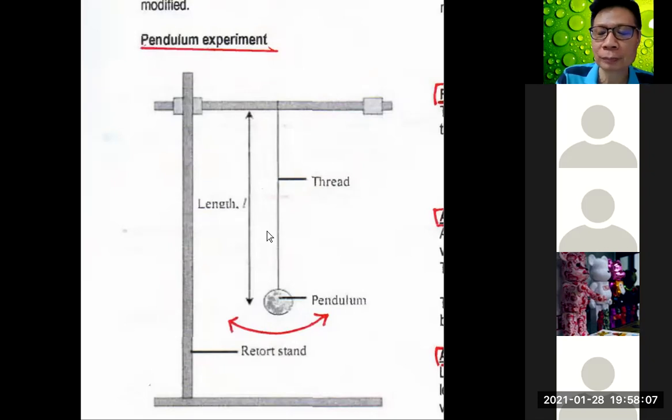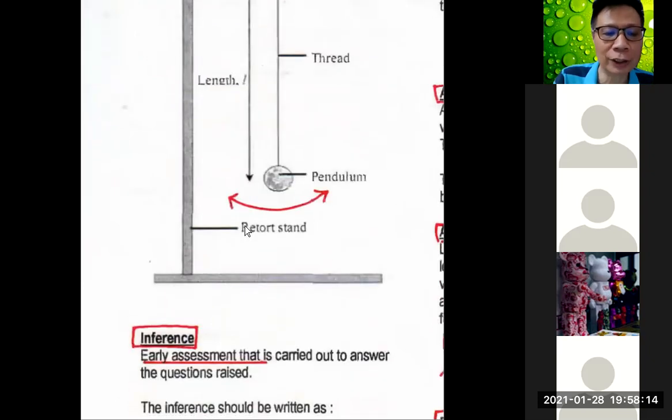Okay, now we go through your experiment report. What are you supposed to write first? Okay, first is inference. You need to write inference. Remember, all experiments start with inference. What is inference? Please highlight. Inference is early assessment that is carried out to answer the question. Early assessment, the first impression in your mind, like just now Jonathan said, the longer the thread, the longer the time. Okay, this is what Jonathan said.